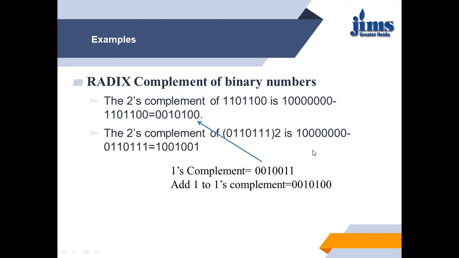We can take another example. The 2's complement of 0, 1, 1, 0, 1, 1, 1. We can calculate that its one's complement will be 1, 0, 0, 1, 0, 0, 0. So just adding 1, the 2's complement will be 1, 0, 0, 1, 0, 0, and here 0 plus 1 is 1. So here it is 1, 0, 0, 1, 0, 0, 1. This will be the 2's complement of this number.